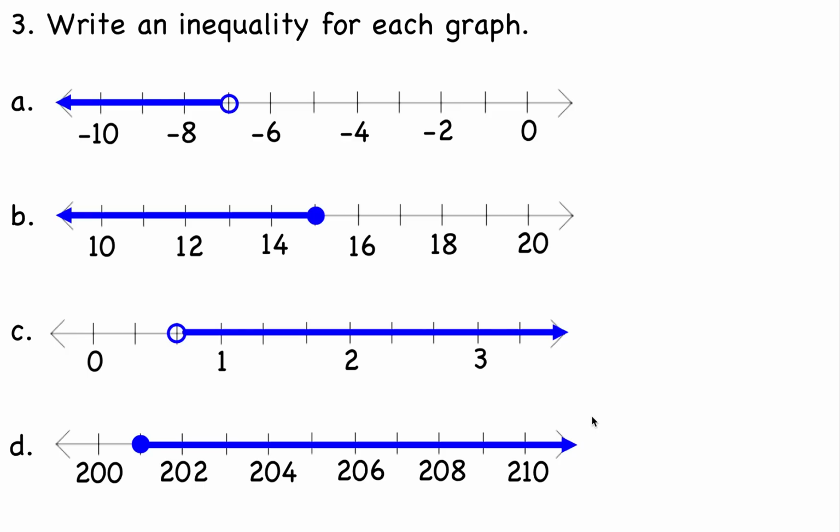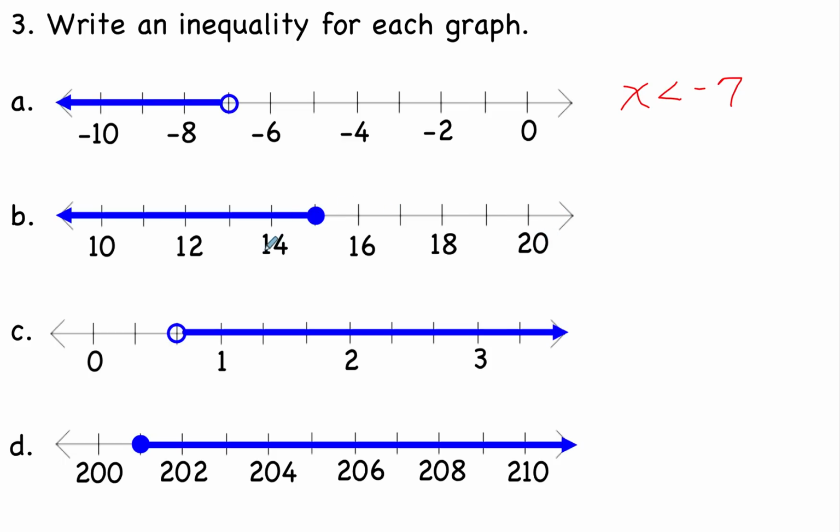This time we're going to move backwards. We're going to go ahead and write the inequality based on the graph. So for letter A, our endpoint is between -6 and -8. So that looks like it's -7. And I'm going to use the variable x for each of these. It's pointing to the left, and it's an open dot. So x is less than -7. All the values less than -7 are solutions.